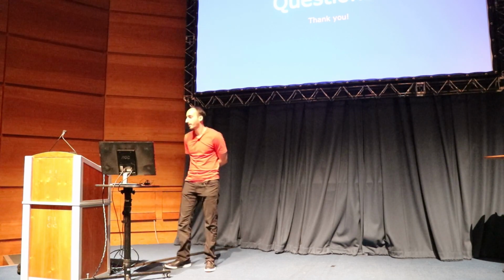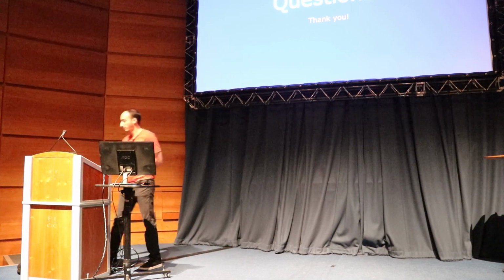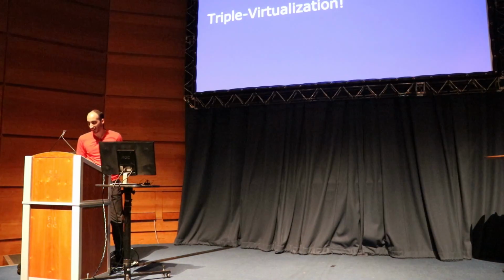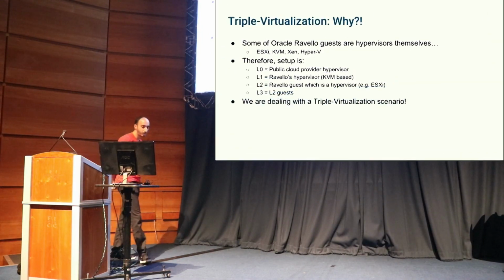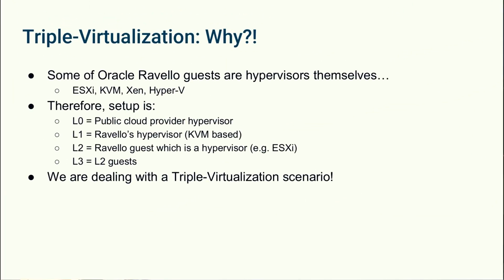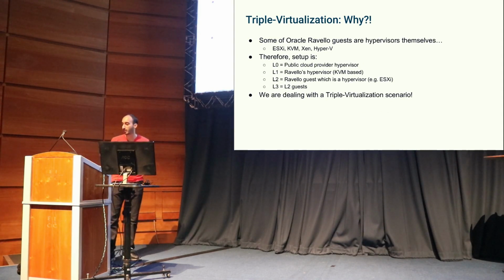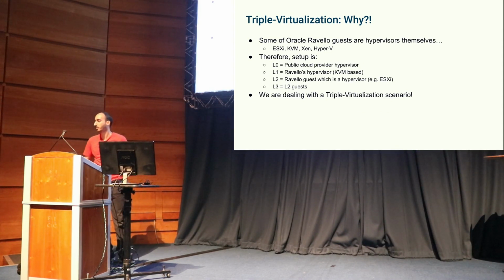What did you mean by triple virtualization? So basically, because I have a lot of appendix slides, I can just show you. But the idea is that in Oracle Ravello, we have a special scenario where we run nested workloads on top of a Google public cloud instance. So you can reach a scenario where layer 0 is the public cloud hypervisor, layer 1 is another hypervisor, which is proprietary to us, and then we run a guest that is also a hypervisor, like ESXi, that runs VMs. So this is what I define as triple virtualization.